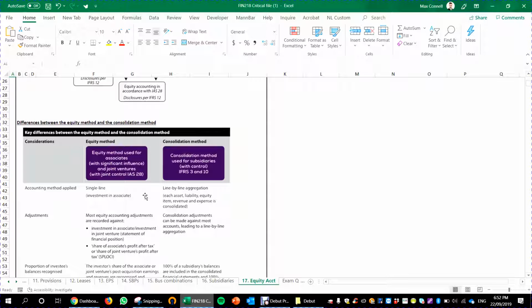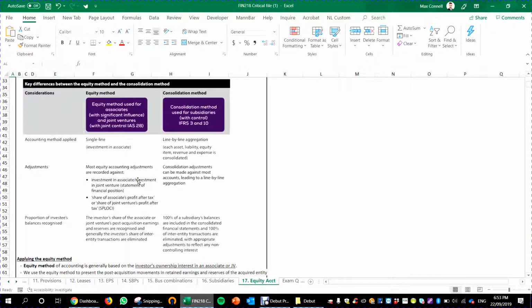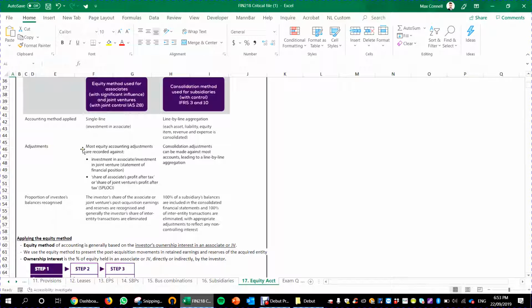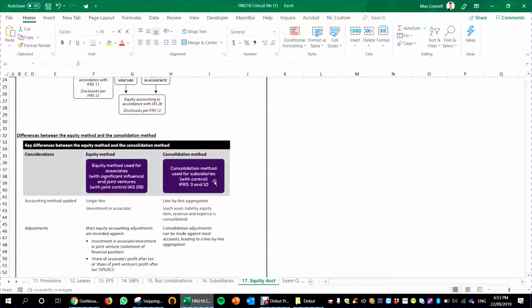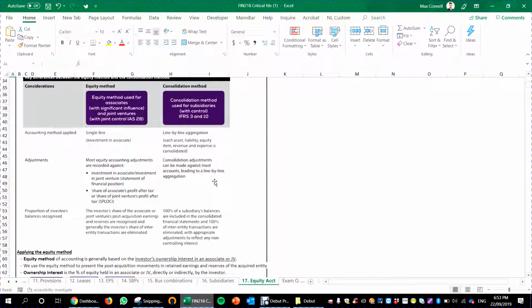So we talked about some of the differences between equity method and consolidation method already. The key one being that equity method reports their investment as a single line, whereas consolidation reports everything as if they were the entity at 100%, and then adjusts out the non-controlling interest. In terms of adjustments, another difference is that equity accounting adjustments are recorded against investment in associate or investment in joint venture, which is an account in the balance sheet or statement of financial position. And the account that they're listed against in the P&L is the share of associates' profit after tax. So it's literally just a one-liner, takes the net profit at the percentage of ownership. Whereas with the consolidation method, it's 100% of the P&L, and then you adjust out the NCI.